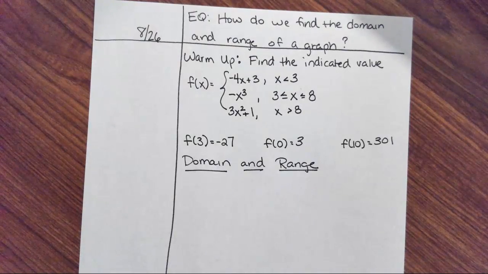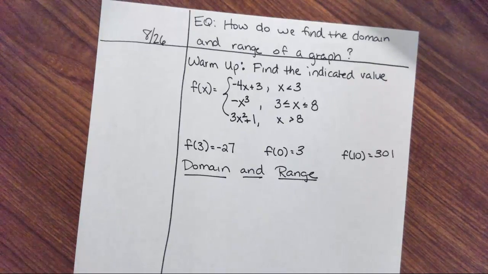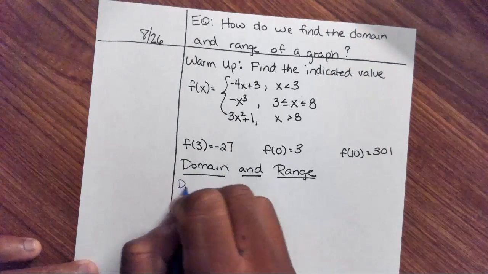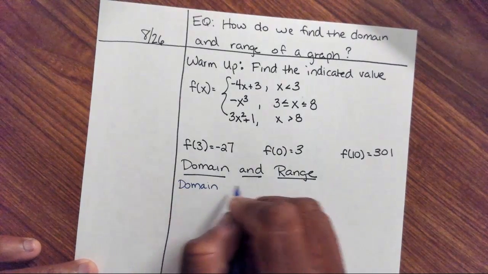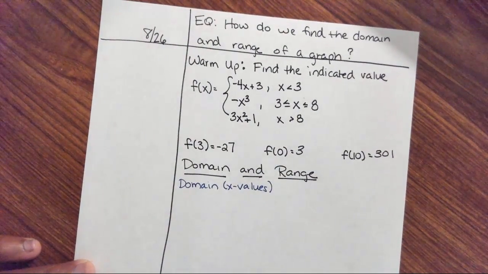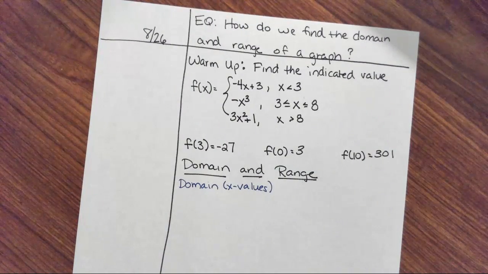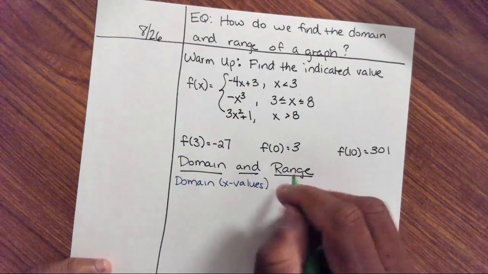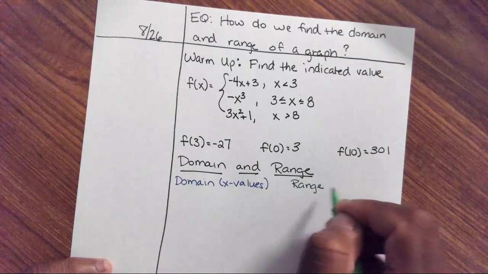When you hear the words domain and range, what do you think about? You think about X and Y values, right? The domain is the set of what values? The X values. The range is the set of Y values. So your domain is your X values. Your range is going to be your Y values.